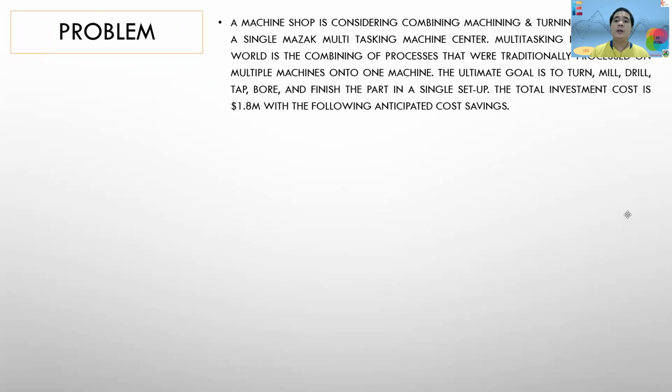A machine shop is considering combining machining and turning centers into a single Mazak multitasking machine center. Multitasking in the machine world is the combining of processes that were traditionally processed on multiple machines onto one machine. The ultimate goal is to turn, mill, drill, tap, bore, and finish the part in a single setup. The total investment cost is 1.8 million with the following anticipated cost savings. So now you already know that the cost of the investment is around 1.8 million.